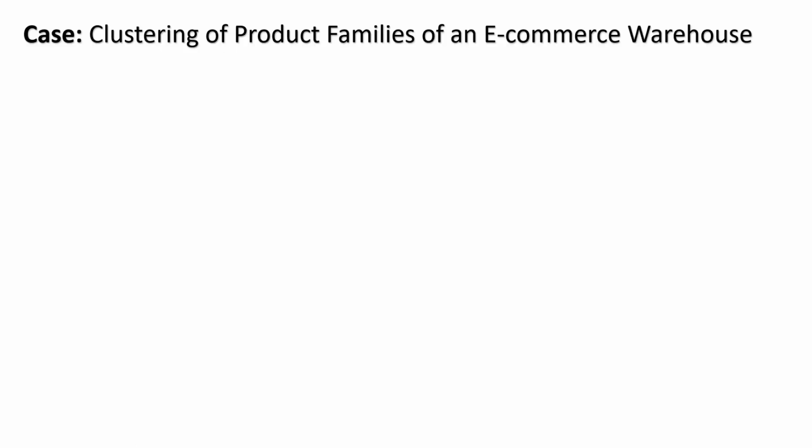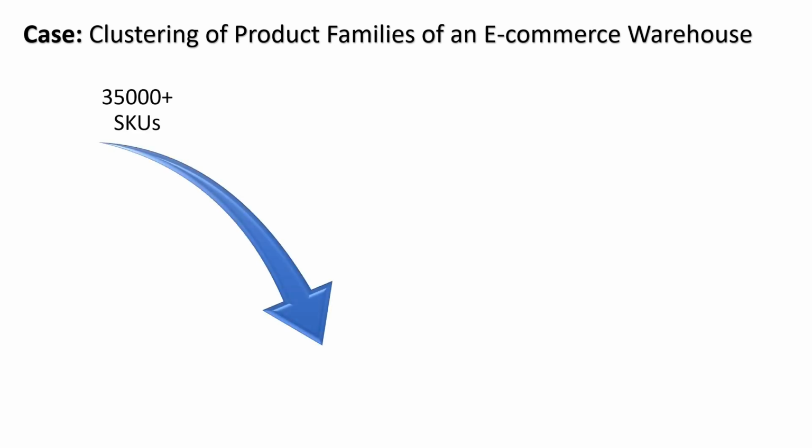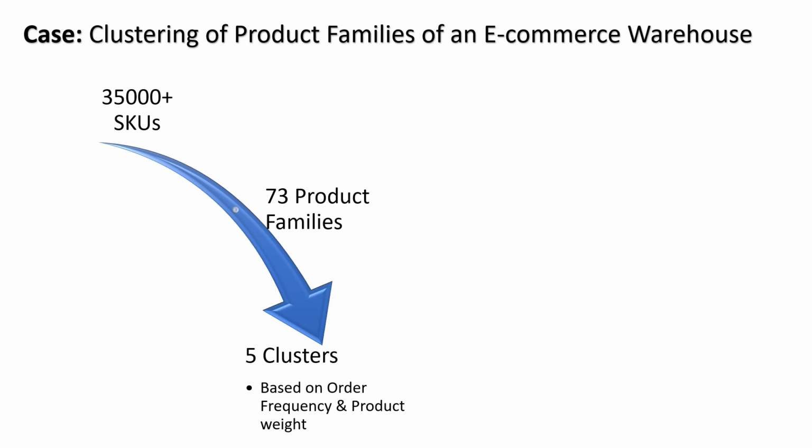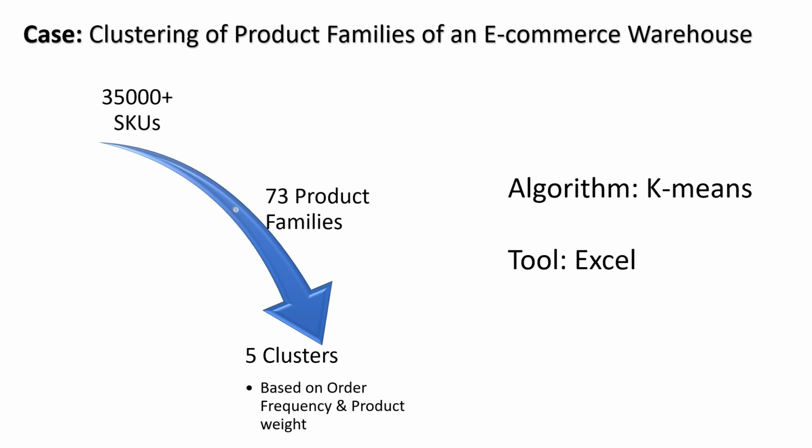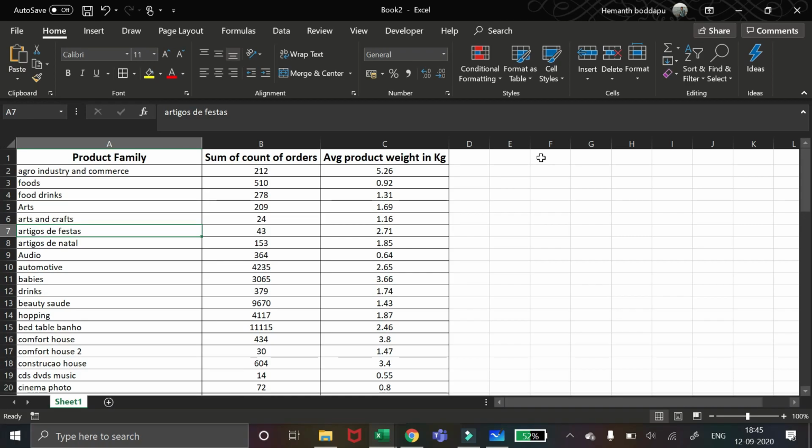Now the case we are going to discuss is related to an e-commerce warehouse where we have more than 35,000 SKUs which are classified under 73 product families. The challenge is to bring down these 73 into 5 clusters based on their order frequency and product weight. Like I said, the tool we are going to use is Excel and the algorithm is k-means. I'm going to show you how to make it a very effective and quick tool on Excel with very basic knowledge of coding. You can see the data on my Excel screen.